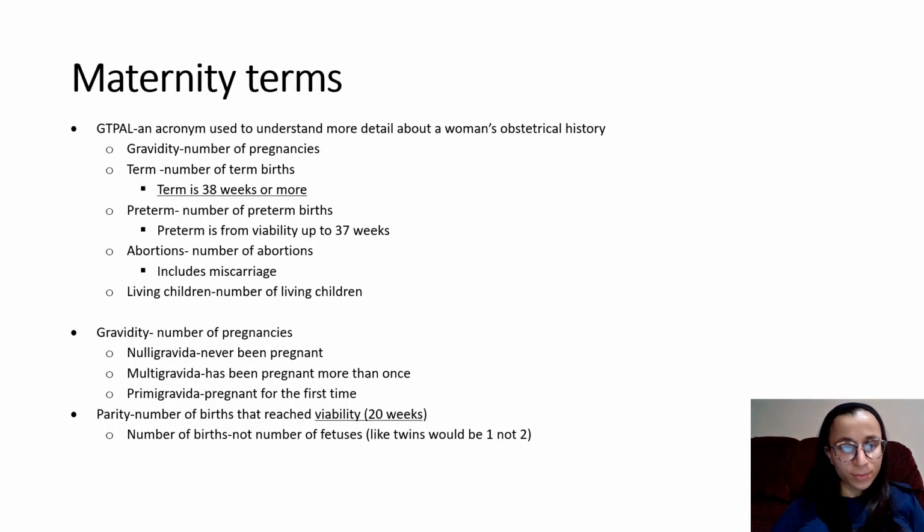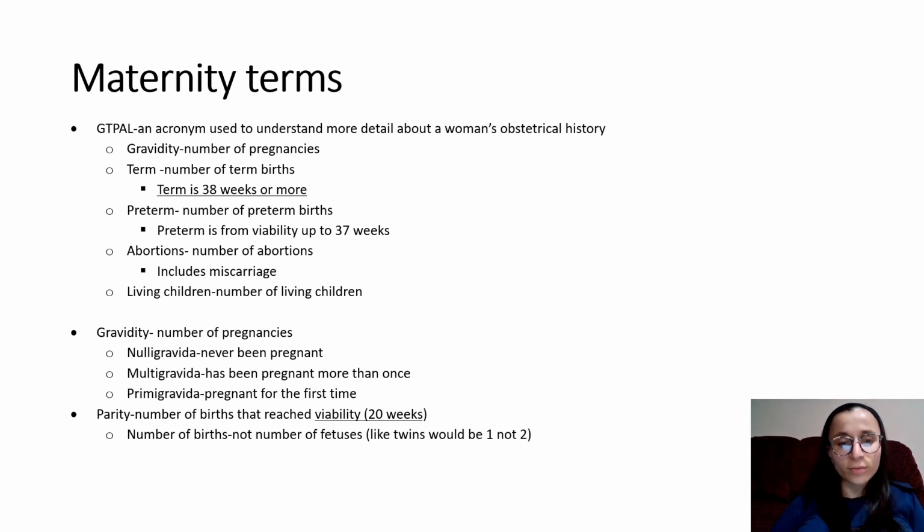Okay, maternity terms. This one you need to know for anything in maternity. GTPAL. What it stands for: G is for gravida, T is for term, P is for preterm, A is for abortions, and L is for living children. So let's start with gravida.